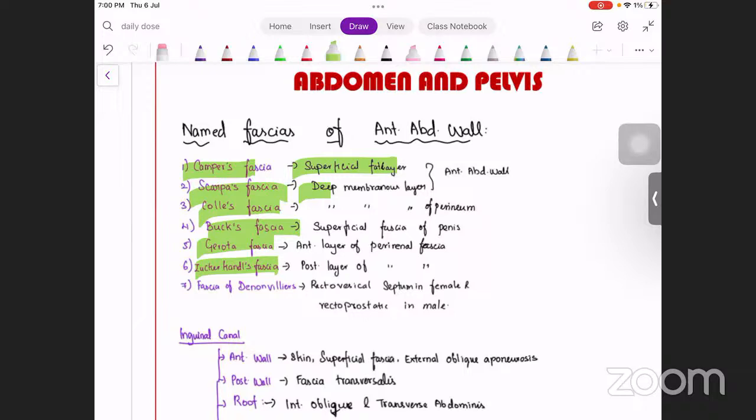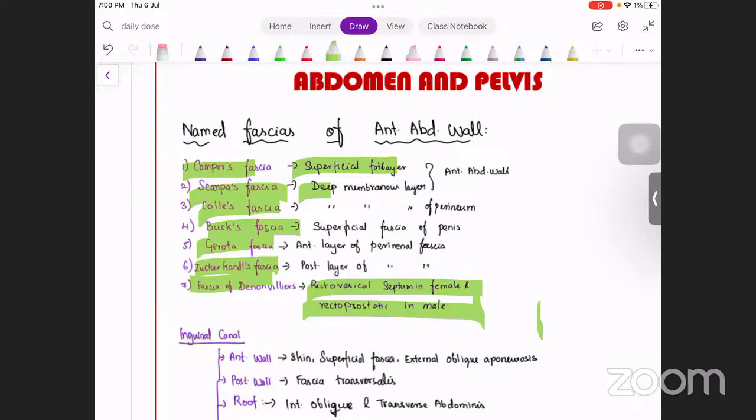Then you have the fascia of Denonvilliers, which is the rectovesical septum in the female and the rectoprostatic septum in the male. So Denonvilliers is rectovesical in a female and rectoprostatic in a male, Zuckerkandl is posterior perirenal, Gerota is anterior perirenal, and the superficial fascia of the penis is Buck's fascia. The deep membranous fascia of the perineum is Colles, while in the anterior abdominal wall it is Scarpa, and the superficial layer of your anterior abdominal wall is Camper's fascia.